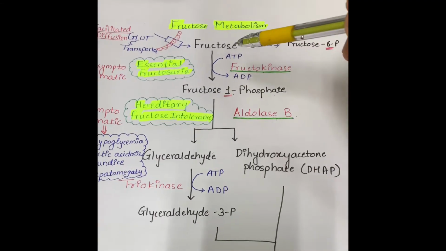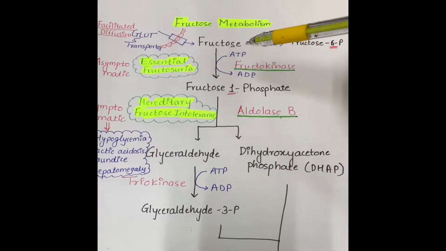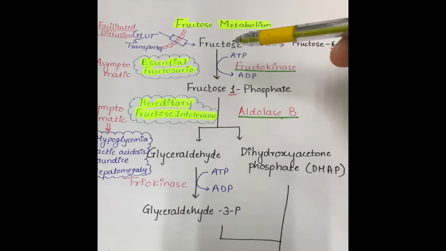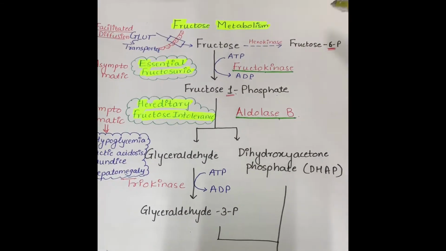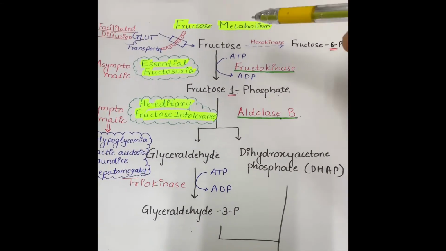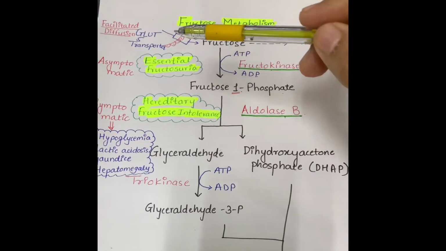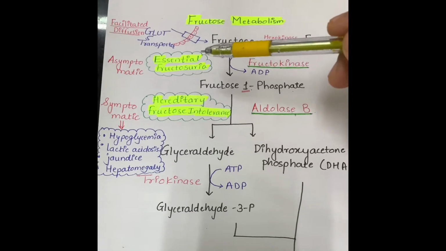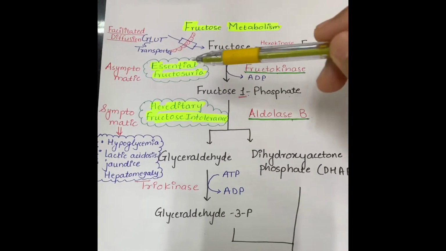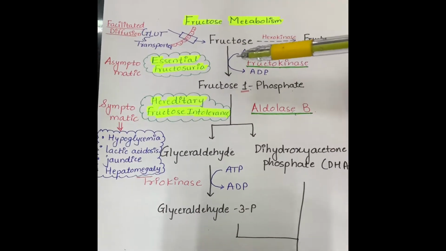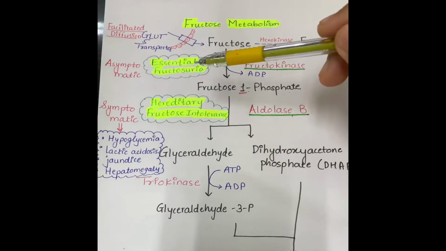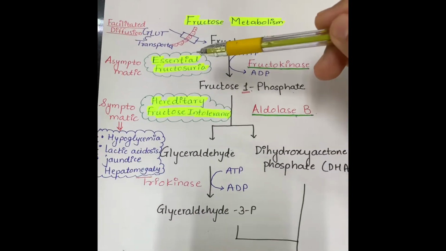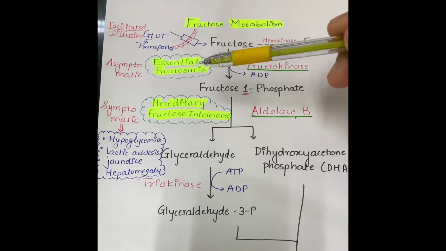Why? Because our kidney doesn't have a tubular maximum for it, so the fructose which is present in the blood gets excreted through the kidney. These patients are accidentally noticed when their urine shows reducing substance positive, meaning they show a positive Benedict test, and along with the Benedict test they also have a positive Seliwanoff test, which is for keto sugar.